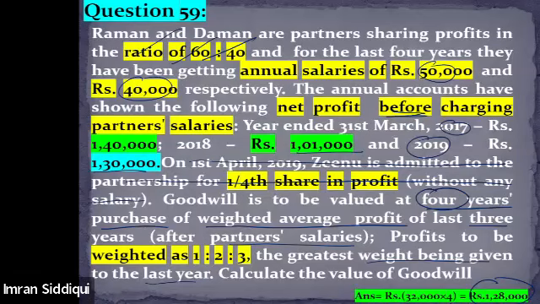Zainab, is that right? 1,30,000 minus 90,000, you will get 40,000? 40,000, yes, sir. Okay. Once you are done with the normal profit, then just multiply it with the weights and find out the weighted profit. I'm sure that you will be able to calculate the correct goodwill this time.